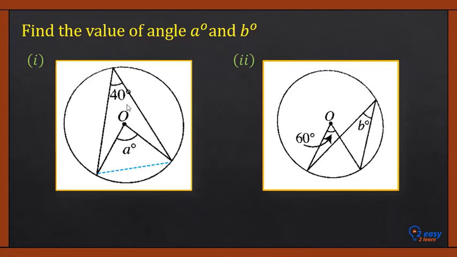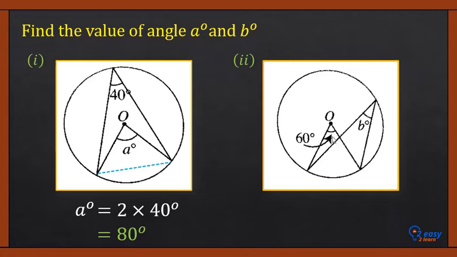And we know the relationship between the angle at the center and the angle at the circumference of a circle. So the angle at the center is twice the angle at the circumference of the circle. So A is equal to 2 times 40 degrees, and the final answer is 80 degrees. Let's solve part 2.